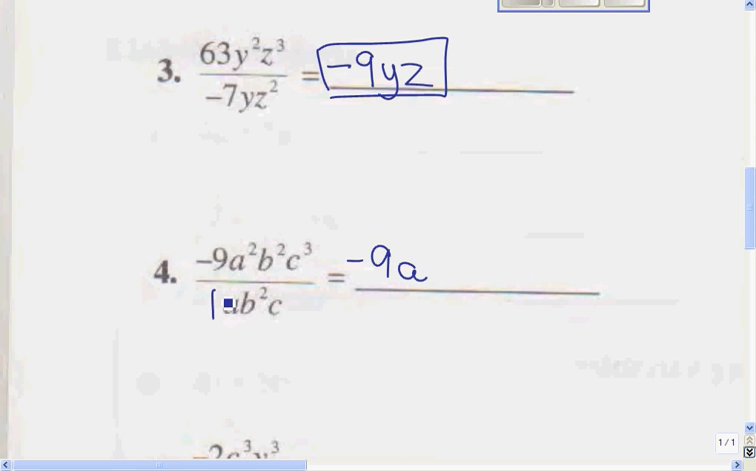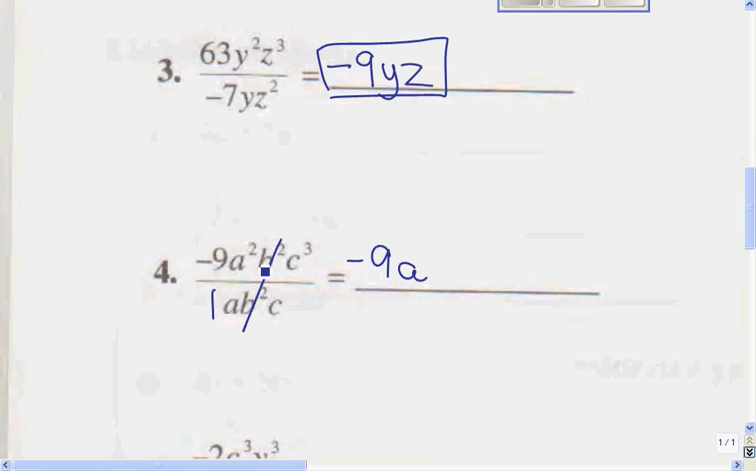This is just going to be a, because 2 minus 1 is a. And 2 minus 2, we could just say they cancel out, right? Or we could say they equal 1. We could just cancel them out, because 1 times anything is going to be that same number. So 1 times negative 9a is negative 9a. So I don't even write the 1. You don't even have to write the 1.